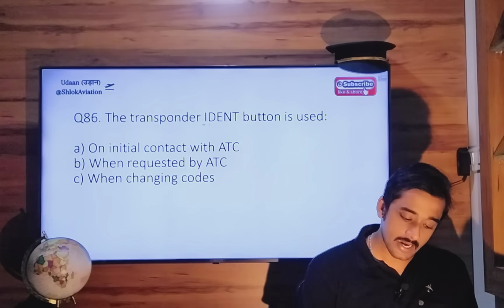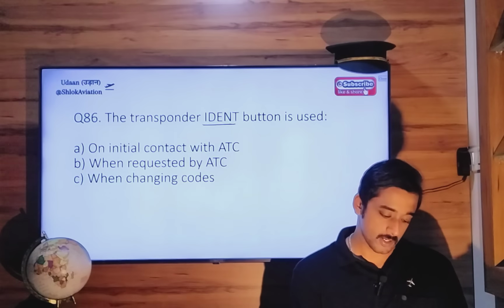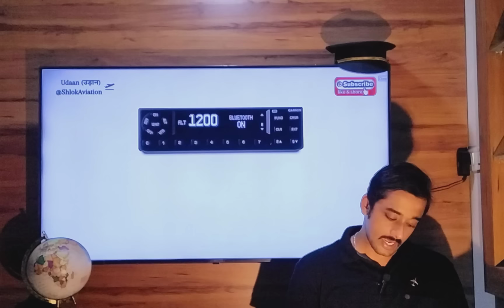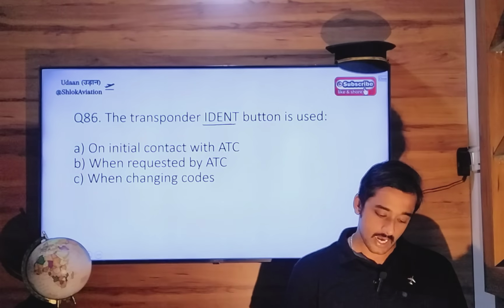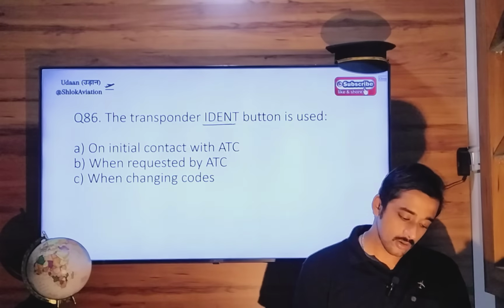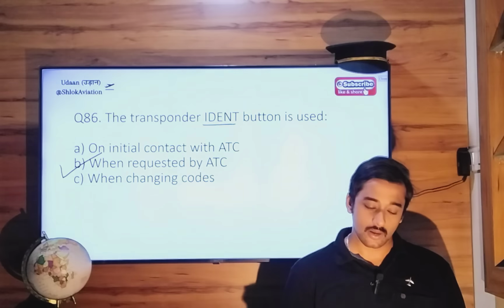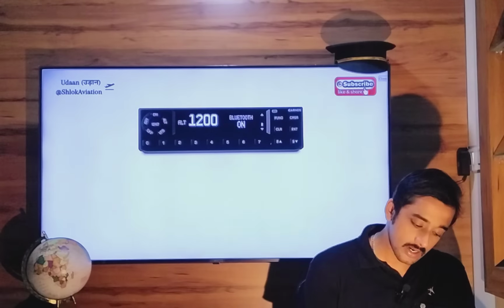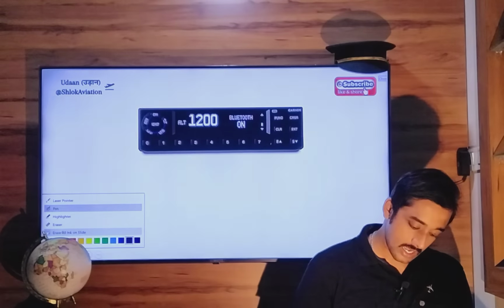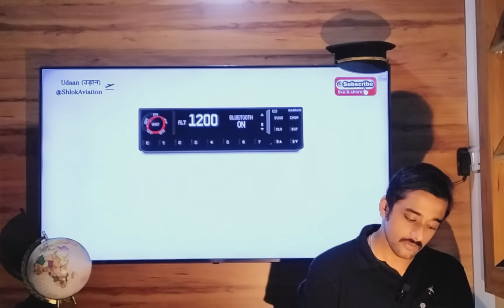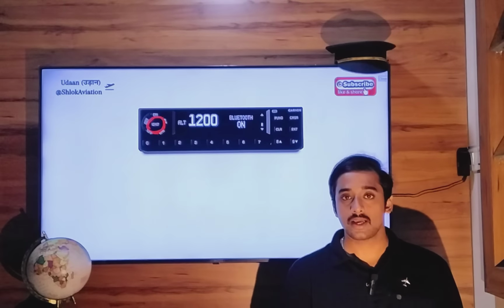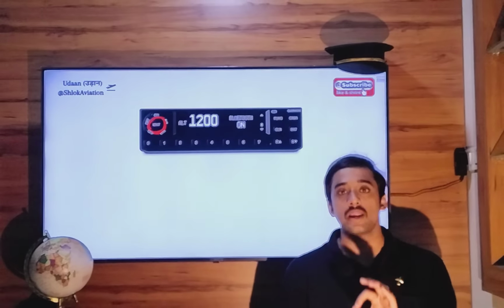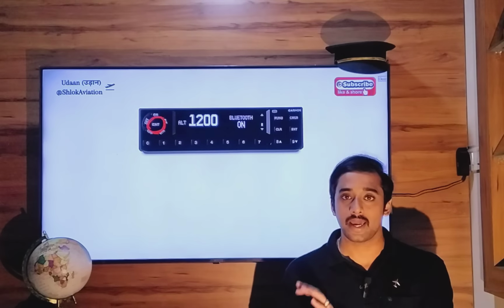Question number 86. The transponder ident button is used for what purpose? For initial contact with ATC, when requested by ATC, when changing codes. So ident button is used only and only when requested by ATC. Now look, this is the ident button on your transponder. This ident button is pressed only and only on the request or instruction given by ATC.